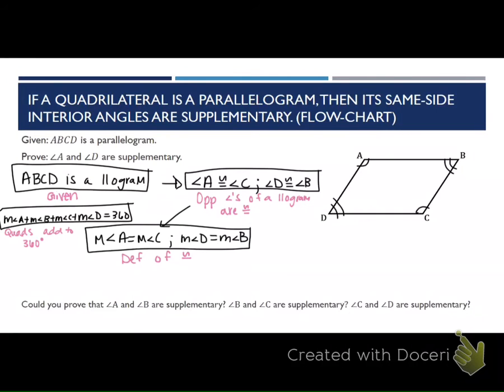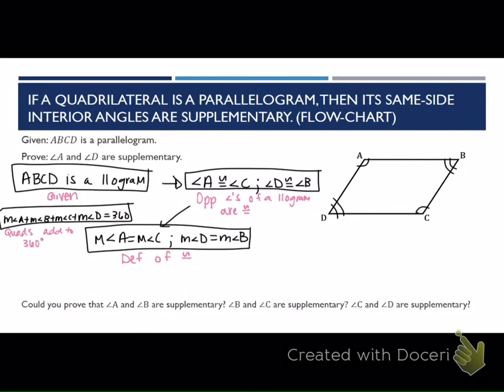We know that A is the same as C, and we know D is the same as B. We are going to use substitution here. We are trying to get A and D are supplementary. Do you guys see that? So which letters do we need to keep in our statement when we're doing substitution, if we're trying to get to A and D? A and D, which means we're going to replace C and B, because we don't want those as our answer.